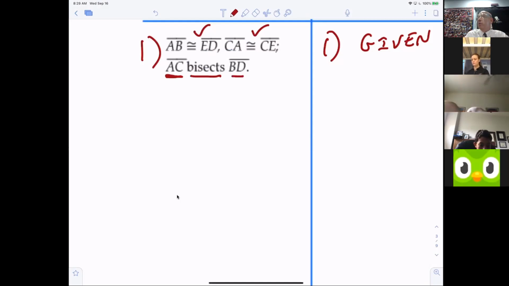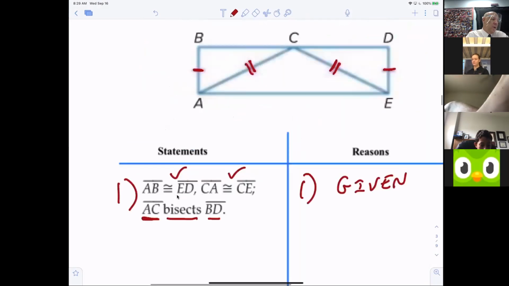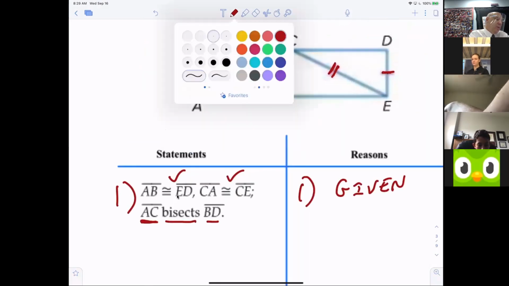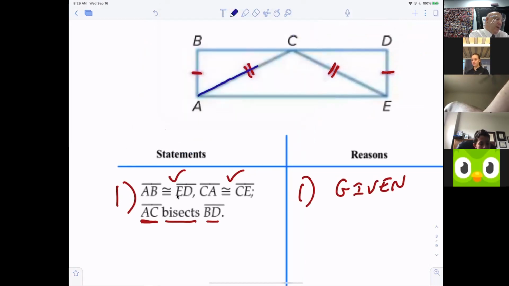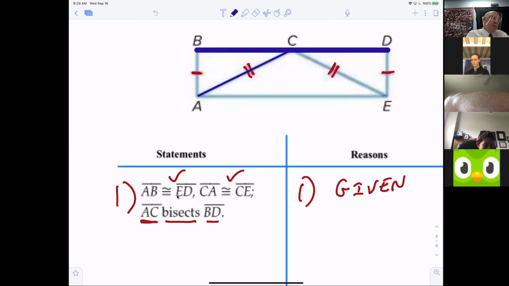First of all, what does bisect mean? Cuts it in half into 2 equal parts, right? So now I want you to look at the figure, and I'm going to draw AC, and then I want you to tell me, what does AC bisect? BD. So if AC bisects BD, and I'm going to draw BD, what is true now?